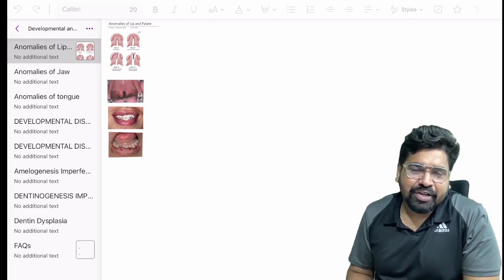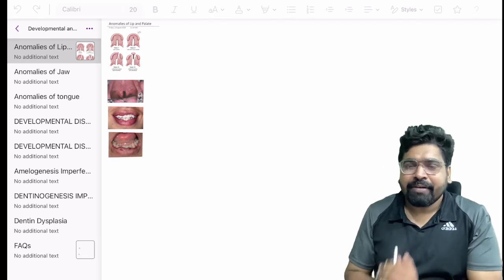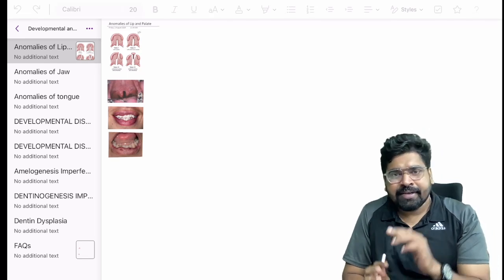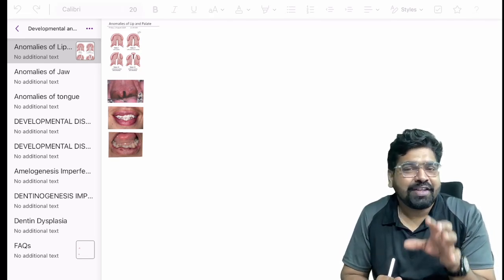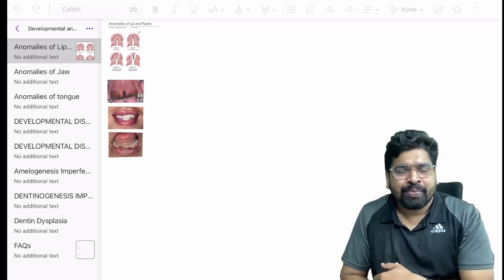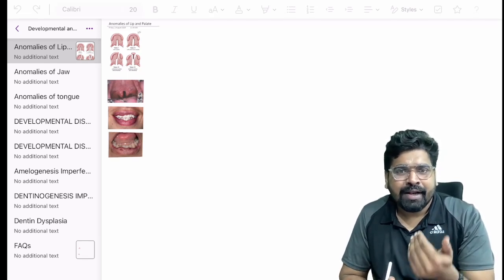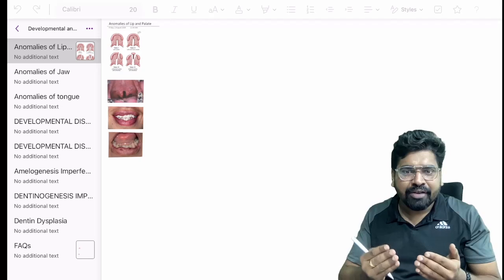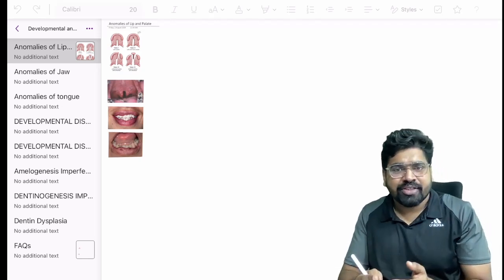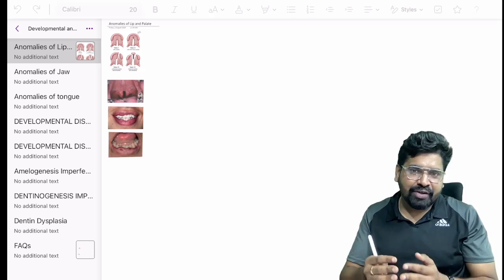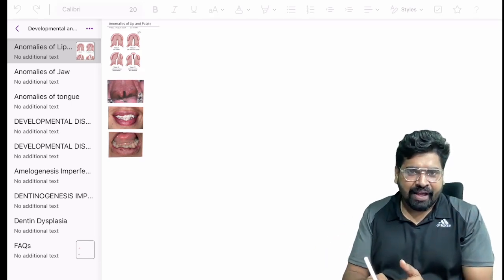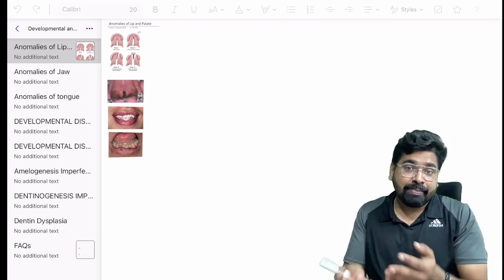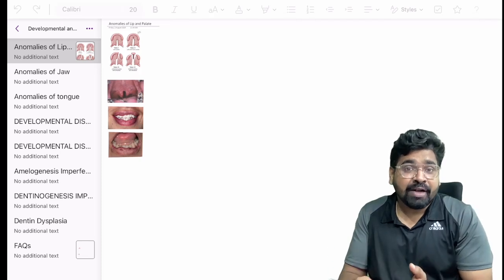We are going to start with a new topic here, that is our developmental anomalies. Developmental anomalies is a very important and very simple topic in oral pathology, right? The anomalies or defects will start with the development of a tissue or a structure, so it is related to the developmental process itself. Any defect in your body that you have by birth, that is a developmental anomaly.